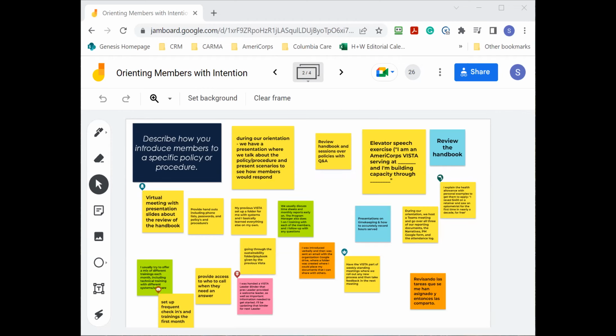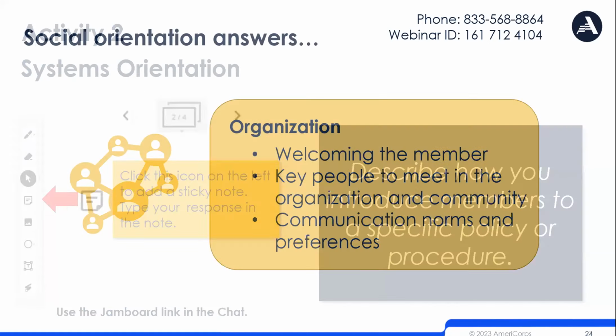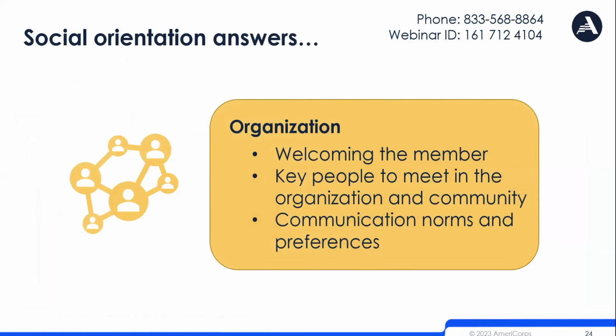All right, so we're going to switch back to the presentation here and then take a look at our third theme, which is social orientation. The social aspects of an organization refer to its culture and the relationships between its members and partners. Other topics to include in a social orientation are things like the communication style of staff people, especially the supervisors, the overall organizational culture, and then any practices, rituals, or traditions that are important to the organization.